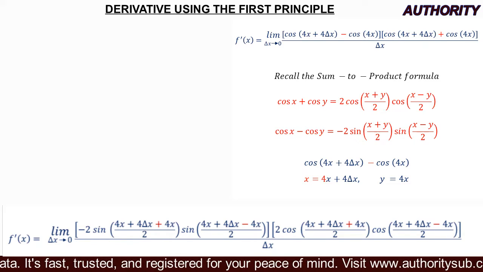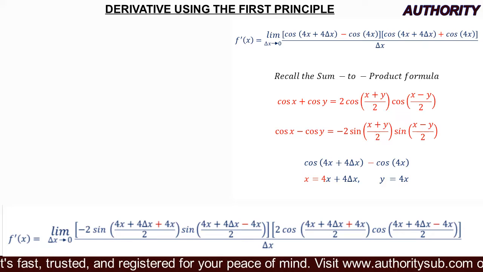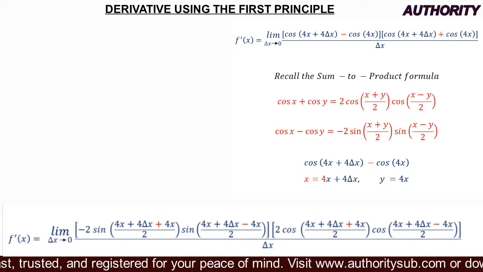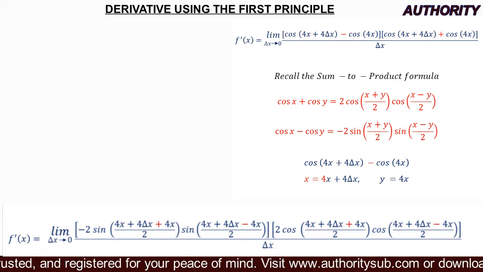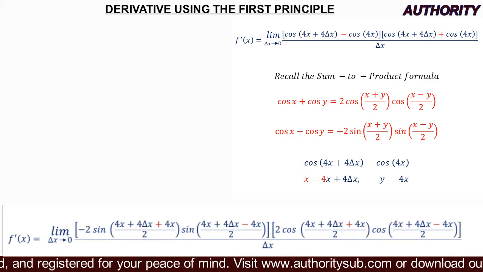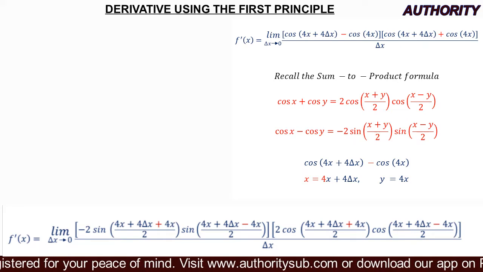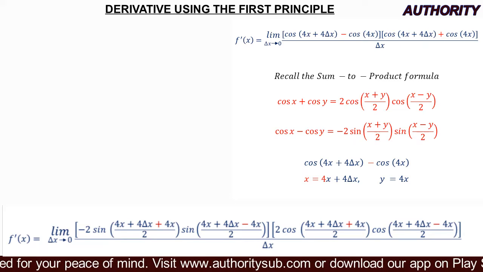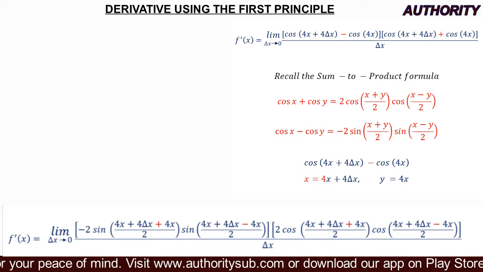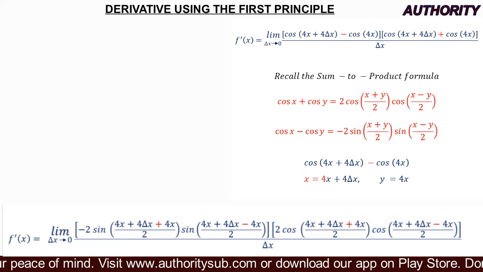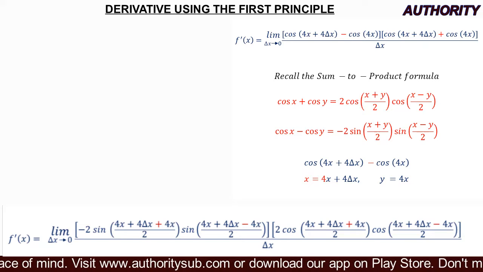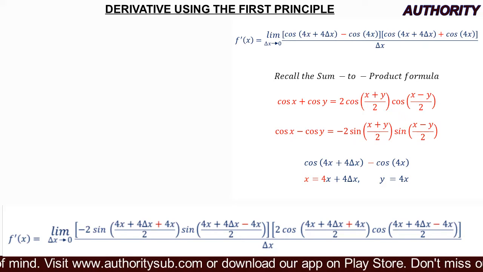Multiplied by sine of (x minus y). What is x? 4x plus 4 change in x, minus y, and what is y? 4x all over 2. Then multiply by, that is the first one now. The second part now is the sum, and the sum says 2 cos of (x plus y).